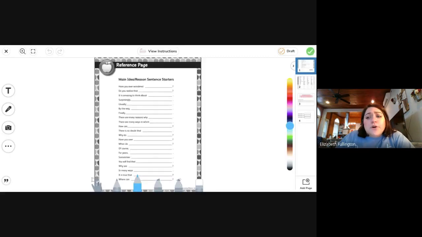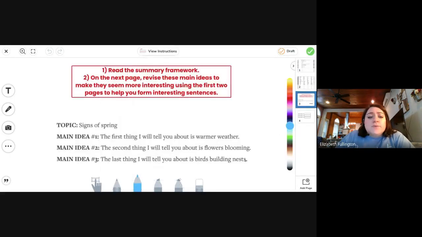So we've seen these before. This is a summary framework, right? And so I'm going to read you the summary framework that you're going to revise for me, okay? So it says here, the topic, signs of spring. Ooh, so these are some signs of spring. So this is what they mean by redundant. Redundant means they're using the same words over and over again, so it makes it a little boring. So your job is to revise those sentences, make sentences to make them more interesting.